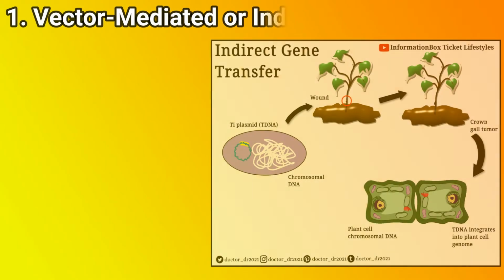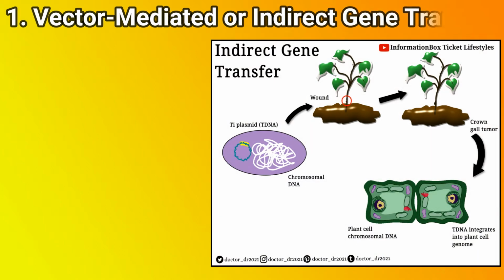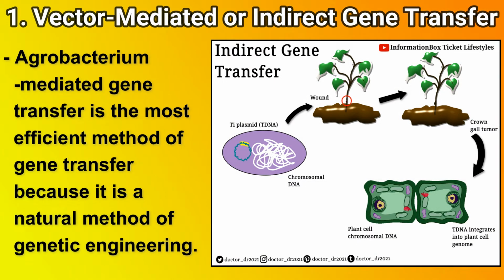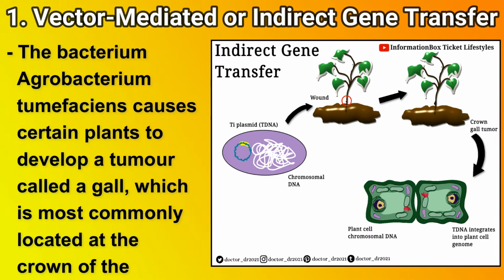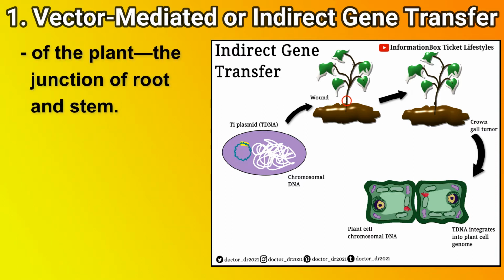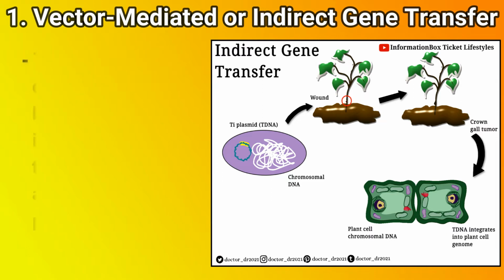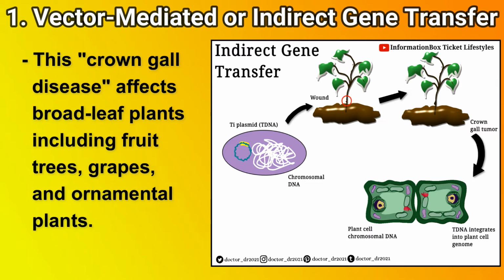With the help of this diagram, you can see the indirect gene transfer method. Agrobacterium-mediated gene transfer is the most efficient method of gene transfer because it is a natural method of genetic engineering. The bacterium Agrobacterium tumefaciens causes certain plants to develop a tumor called a gall, which is most commonly located at the crown of the plant, which is the junction of the root and the stem. This crown gall disease affects broadleaf plants including fruit plants, grapes, and ornamental plants.